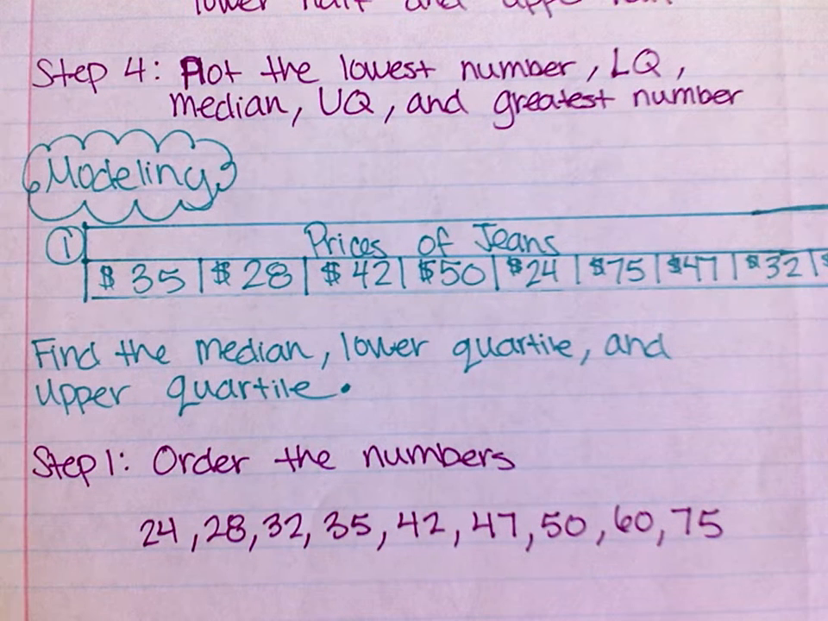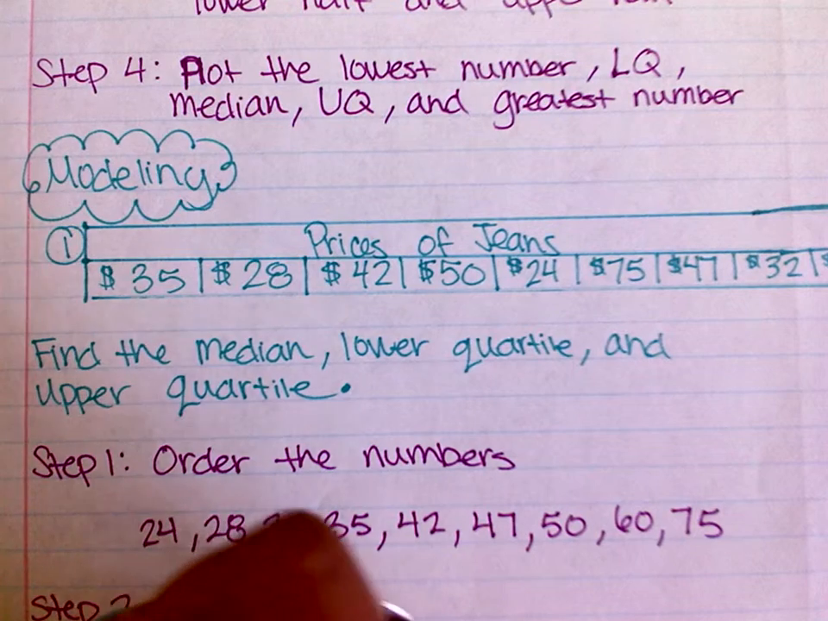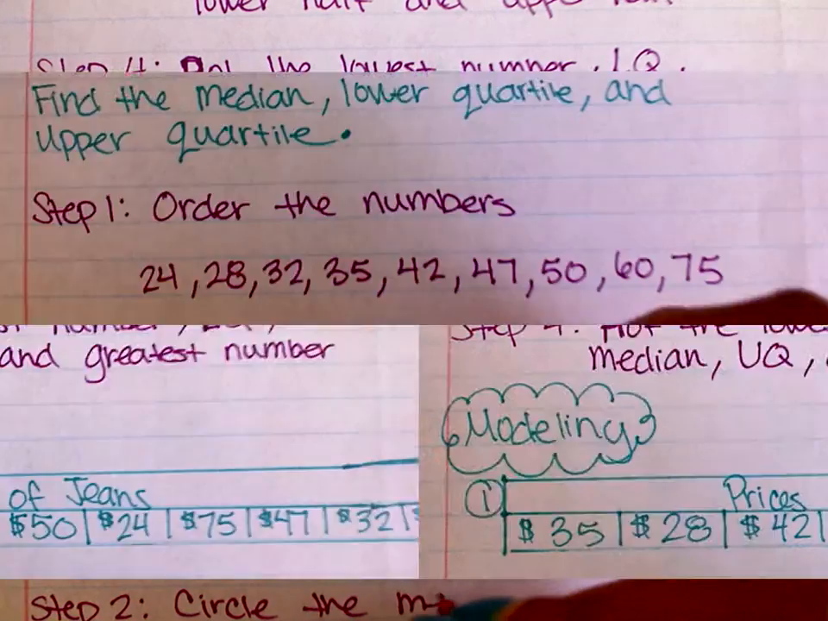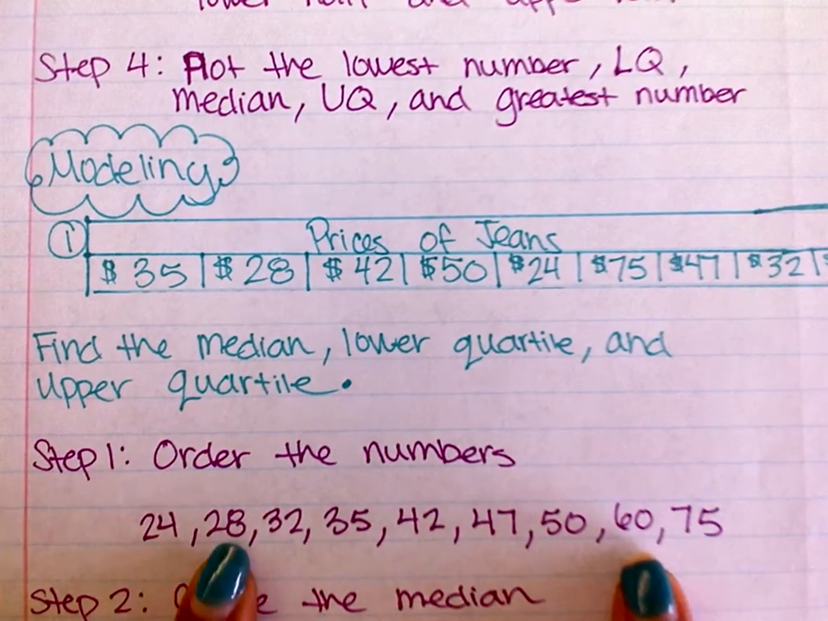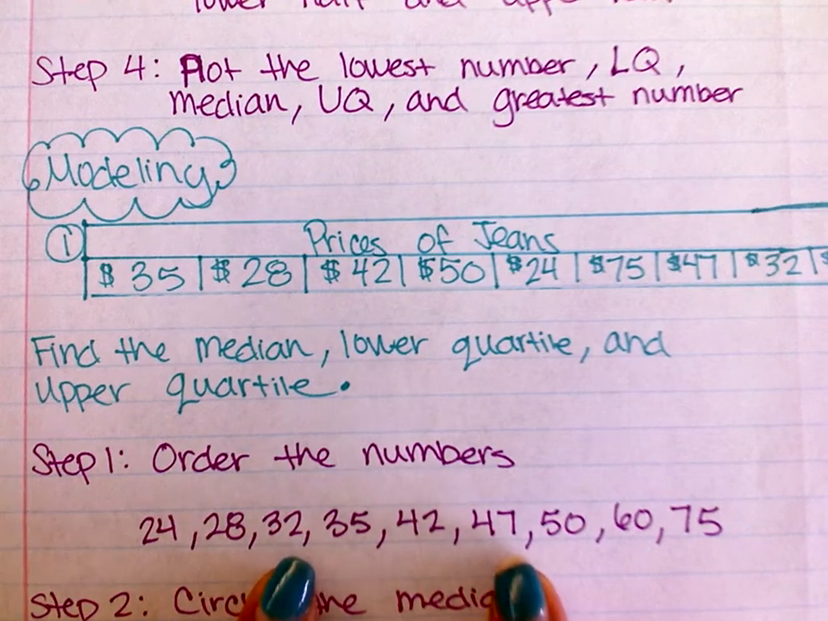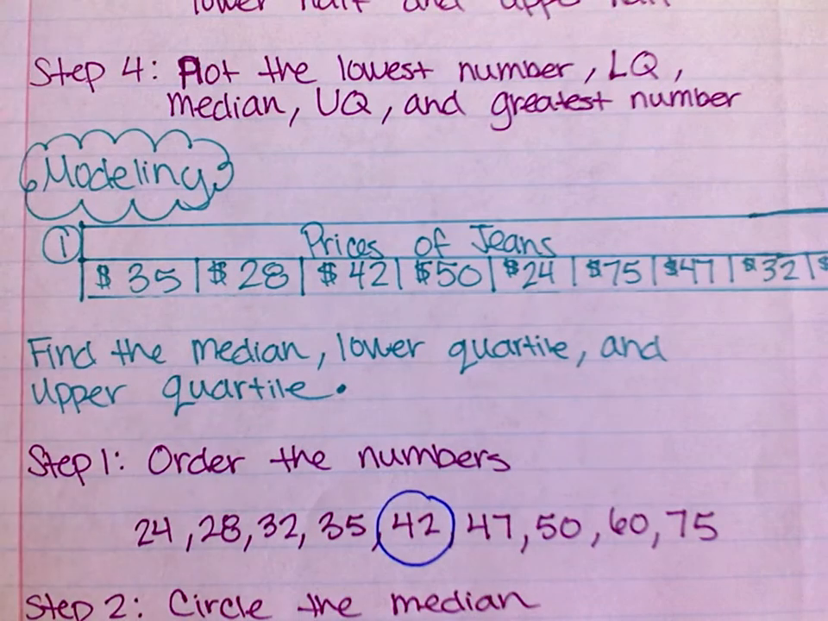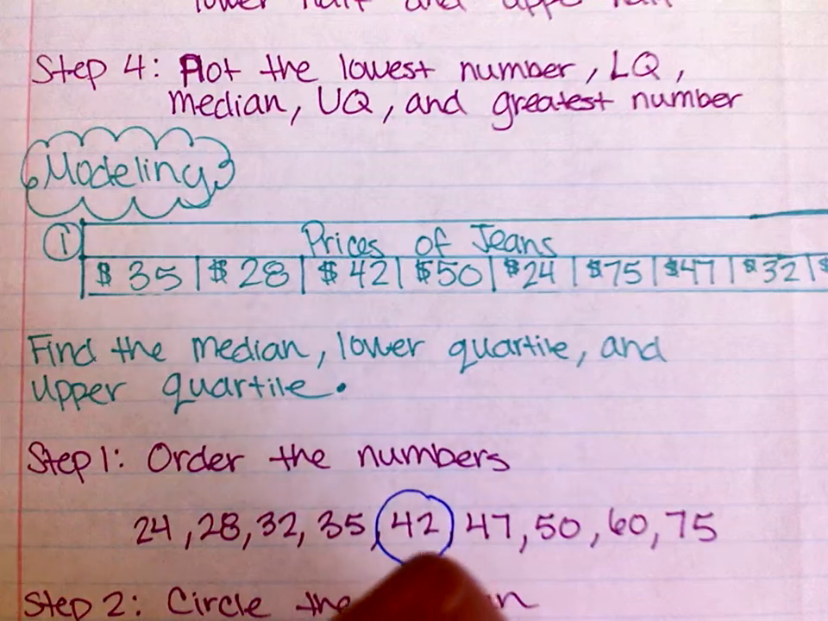Now my step 2 that I like to do is circle the median so I can see it. You can do what you want. But step 2, I'm going to circle the median. Okay, let's see the middle number. Here we go. Ooh, 42 is my middle number. So I found the median. The median is $42.